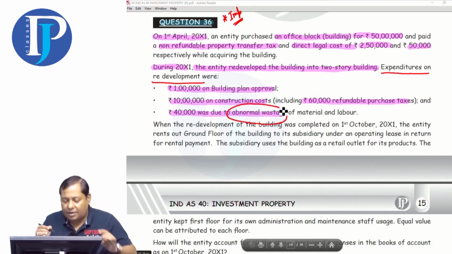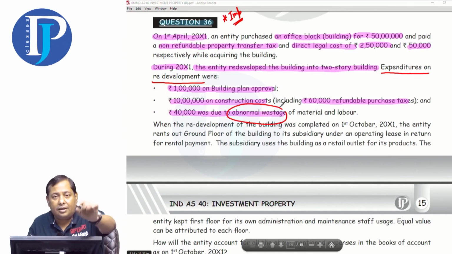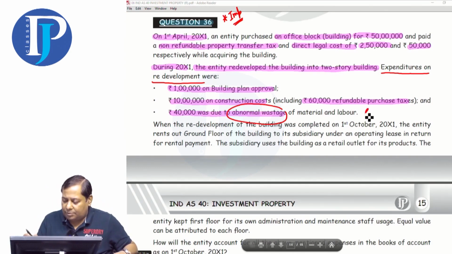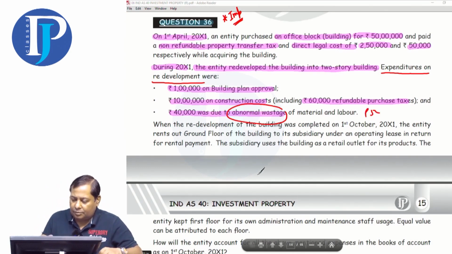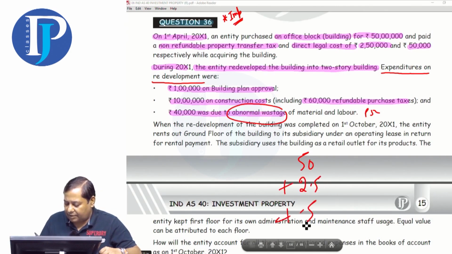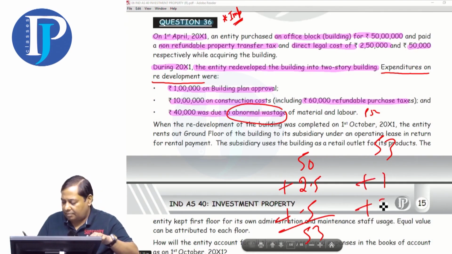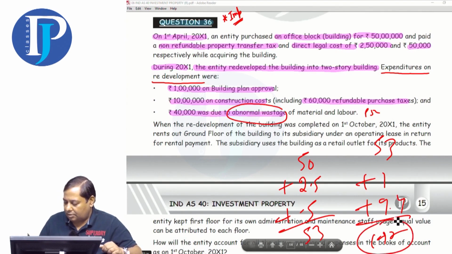Abnormal wastage. The point written in the book is that when you do self-construction, you can charge interest. Don't take abnormal loss, it goes to P&L. What to do? 50, adding 2.5 and then 0.5 results in 53. To 53, add 1 and then add 9.4. That's the cost. Okay, this in P&L. Next in question.